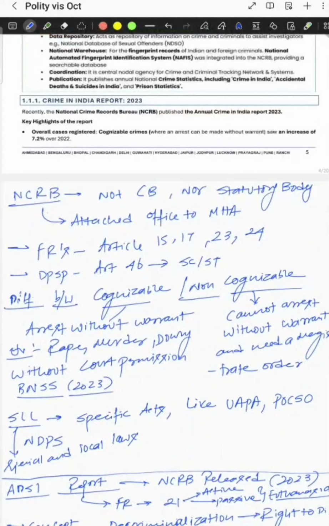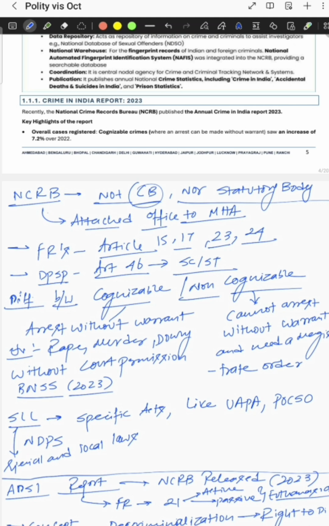So what is NCRB? NCRB is not a constitutional body, nor a statutory body. It is an attached office to the MHA. So what are the fundamental rights related to this? Articles 15, 17, 23 and 24. I'm not going to explain what Articles 15, 17, 23, 24 are. You need to know them. And DPSPs, that is Article 46, SC/ST reforms. Here are some keywords which you need to know: cognizable and non-cognizable offense.